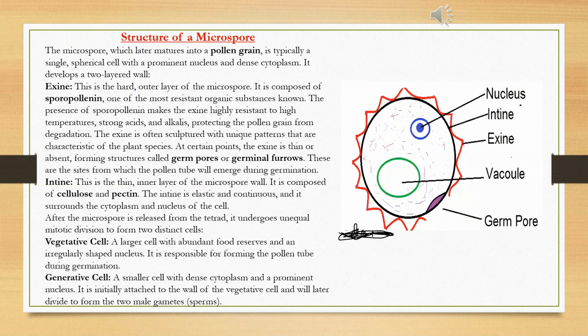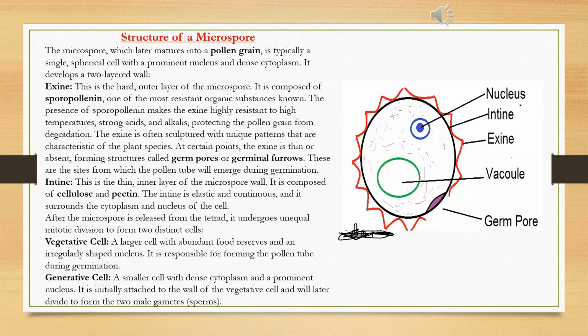This is the thin inner layer of the microspore wall. It is composed of cellulose and pectin. The intine is elastic and continuous, and it surrounds the cytoplasm and nucleus of the cell. After the microspore is released from the tetrad, it undergoes unequal mitotic division to form two distinct cells.